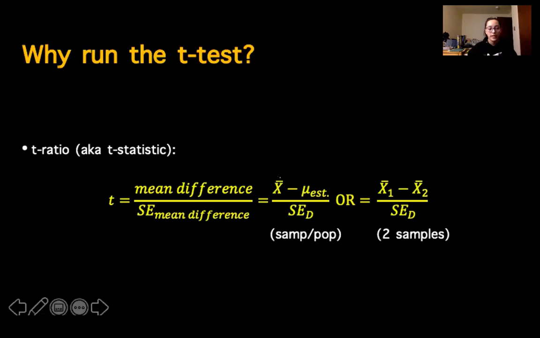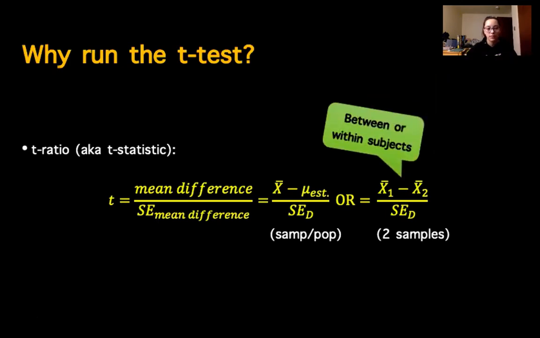Okay, so like I said, the t-statistic for a single sample would be the sample mean minus the population or estimated population mean. If you're looking at the mean difference between two samples, right, it's just the means of sample 1 and sample 2. And this can be used for both between or within subjects. You just have to know what the means are.